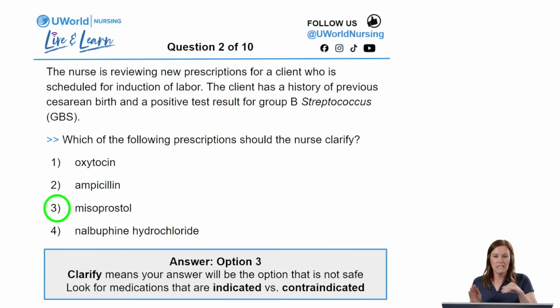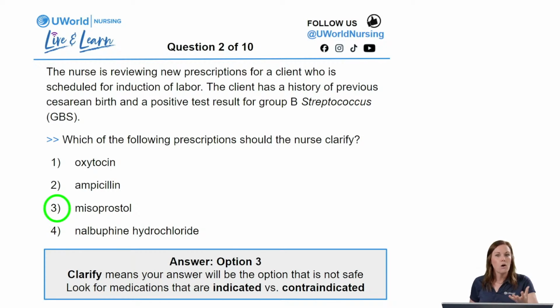For questions like this too, we're going to look for options that are indicated versus contraindicated. So definitely not safe. For this one, misoprostol is a cervical ripening agent, and it's used before the onset of labor. What cervical ripening agents do is soften the cervix so it can become more pliable, allowing for dilation and effacement to occur a lot easier during contractions.